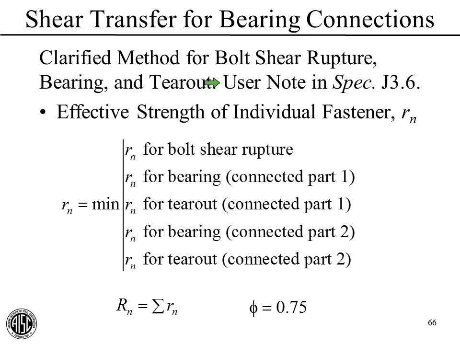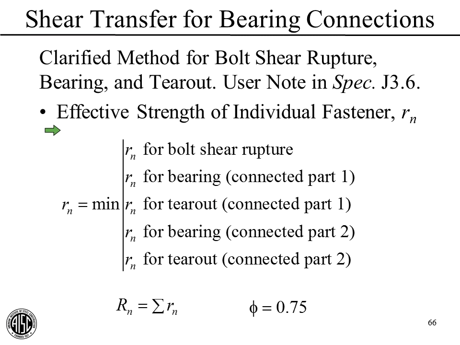In this method, we're going to calculate the effective strength of each individual fastener and assign that to the variable r, lowercase r sub n. So here, for one of the fasteners, we're going to have the minimum of the strength for bolt shear rupture, bearing of the first connected part, tear out of the first connected part, bearing of the second connected part, and tear out of the second connected part. Calculate all these, gather them up, take the minimum, and assign that as the effective strength of the fastener. We do that for all the fasteners.